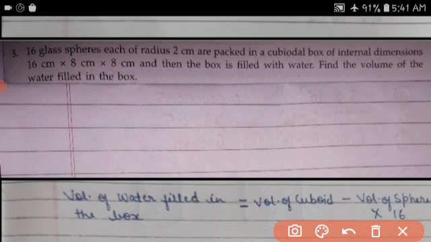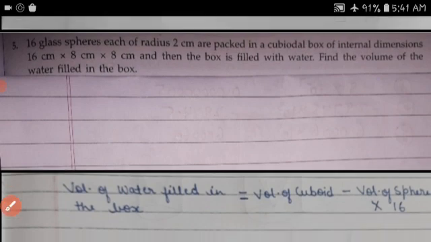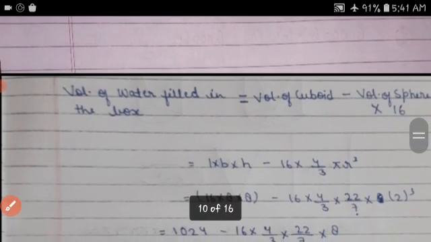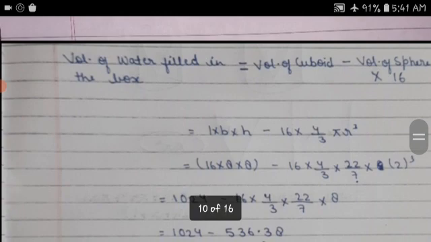Now question 5. 16 glass spheres each of radius 2 centimeter are packed in a cubical box of internal dimension 16 into 8 into 8. Then the box is filled with water. Find the volume of the water filled in the box.